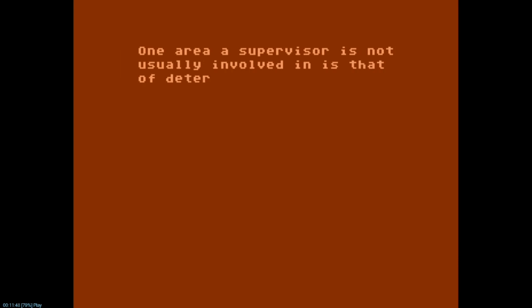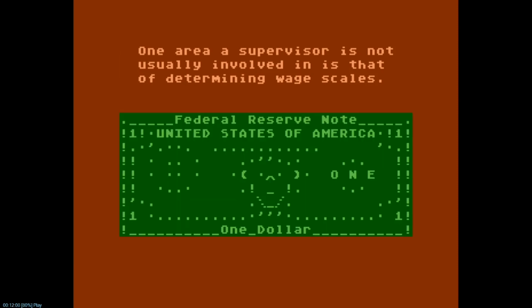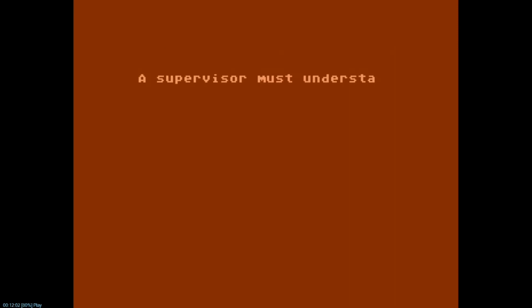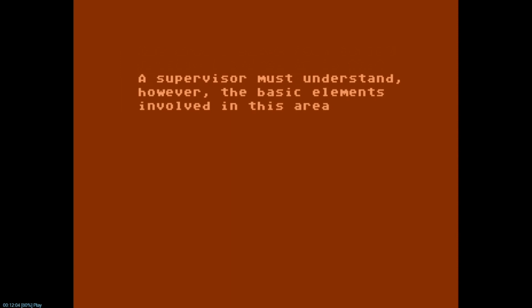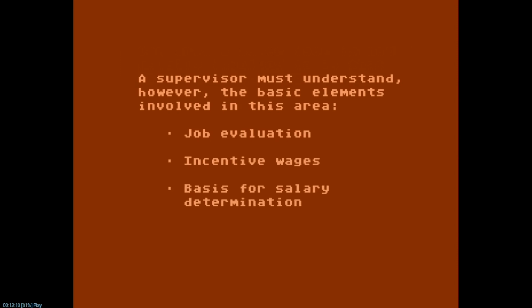One area that a supervisor is usually not involved in is that of determining wage scales. Most supervisors have little experience with payment of wages because it is usually handled by other levels of management in the organization, such as at the policy-making level. A supervisor must understand, however, the basic elements involved in this area. Such things as job evaluation, incentive wages, and the basis for salary determination are examined in this unit.